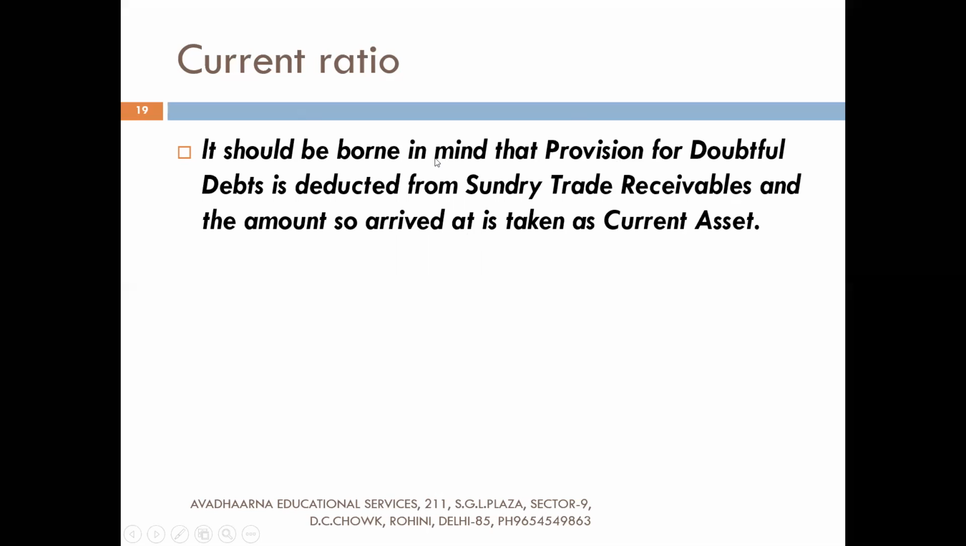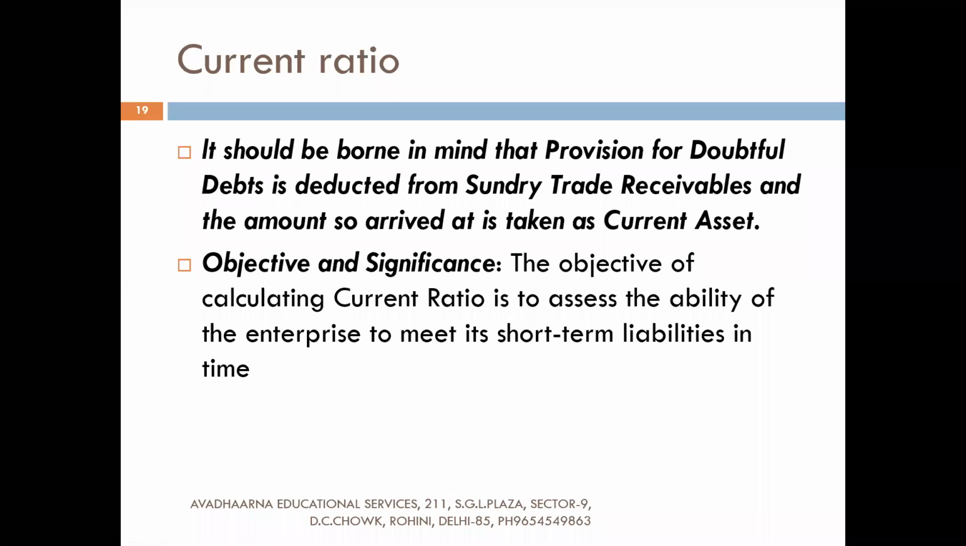क्योंकि बेटा provision for doubtful debt वो debtors हैं जिनका doubtful है, तो we are not 100% sure that those debtors are going to be converted into cash or not. So that is why we are not including them in order to calculate our short-term solvency position. The objective and significance of calculation of this ratio is to assess the ability of the enterprise to meet its short-term liabilities in time. देखो बेटा क्या होता है कि current assets within 12 months और your operating cycle cash में convert हो जाते हैं.